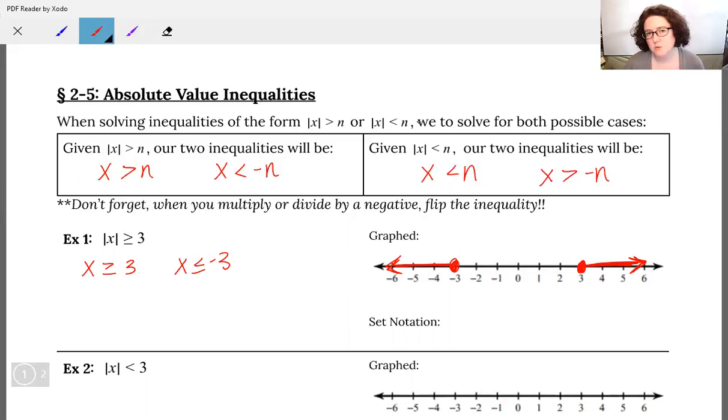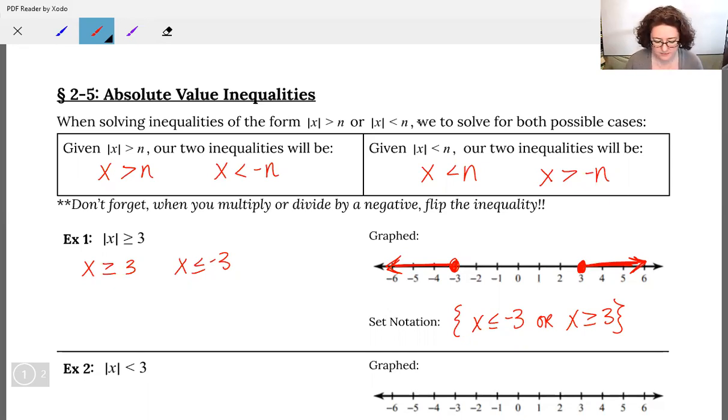And typically when we're listing things out in math, we start with the smallest number first. So I would list this out as x is less than or equal to -3, or x is greater than or equal to +3. And it's the number order you have on the number line as well, so may as well stick with it.